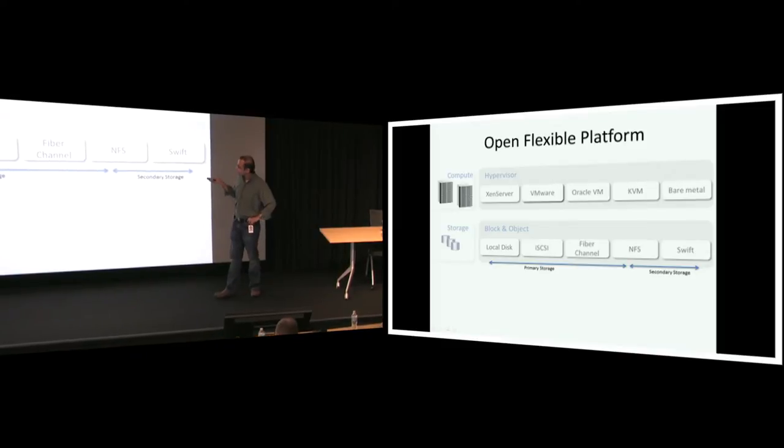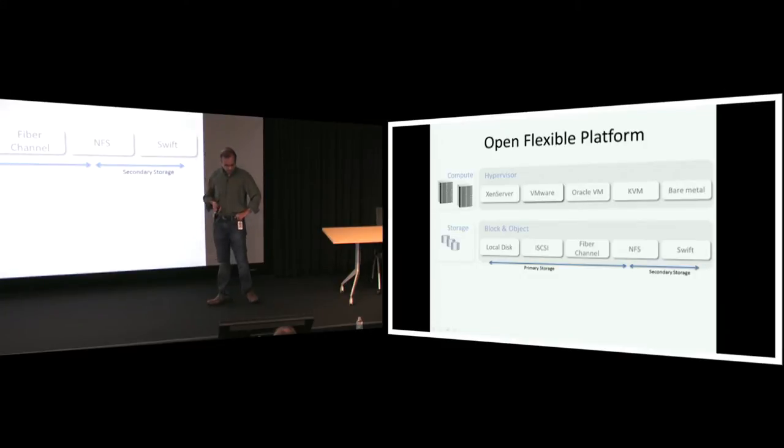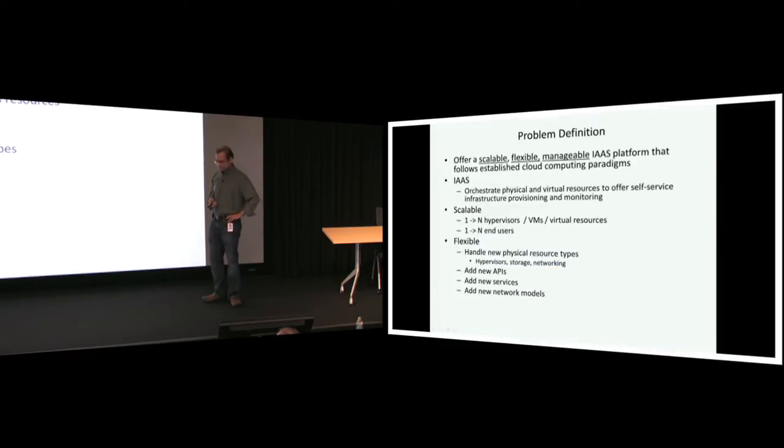And storage. You can run your VMs on local disk, on SAN or NFS, or you can even store template images on something like Swift and then boot from there. We also control networks, and that's by far the biggest flexibility which comes with CloudStack: you can control many different kinds of network devices and provide services from layer 2 to layer 7 to the end user. Any questions so far?